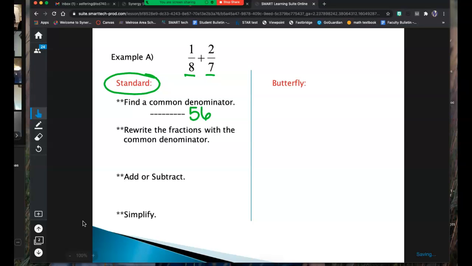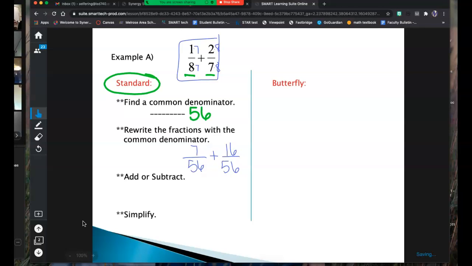So after you get that, you're then going to rewrite the fractions with that common denominator. Okay, so instead of 1/8 plus 2/7, we're going to have the bottom number be 56. Okay, and if you change the bottom number, you have to change the top number. So I multiplied 8 by 7 to get 56. I have to multiply the top by that. And 7 times 8 is 56, so 2 times 8 is 16.